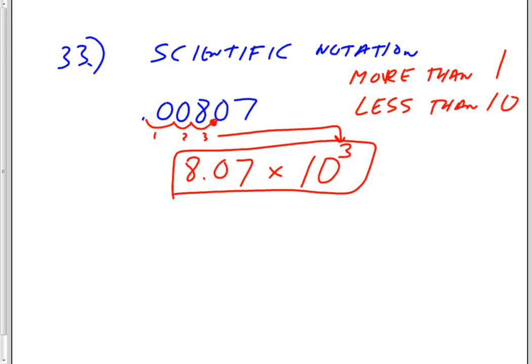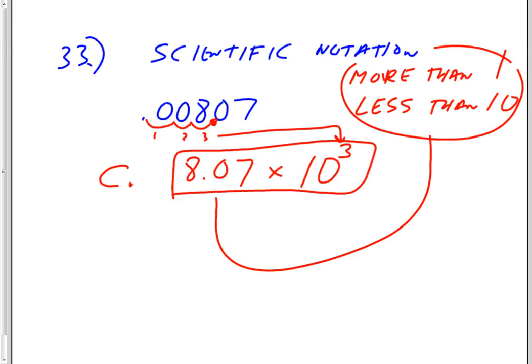Is that one of my choices? Choice C. So we want this number right here to be more than 1, less than 10. If it ends up being more than 10, then you got to go back and figure out how many times to move the decimal. Skip to 45.